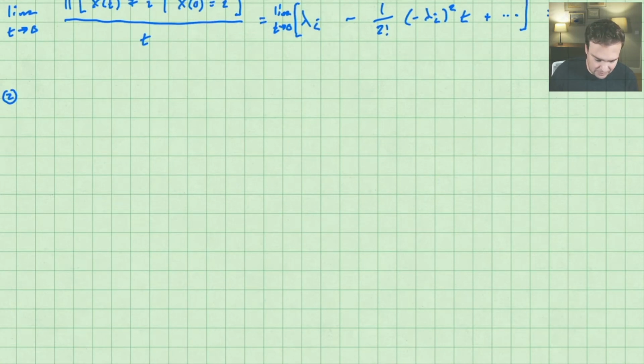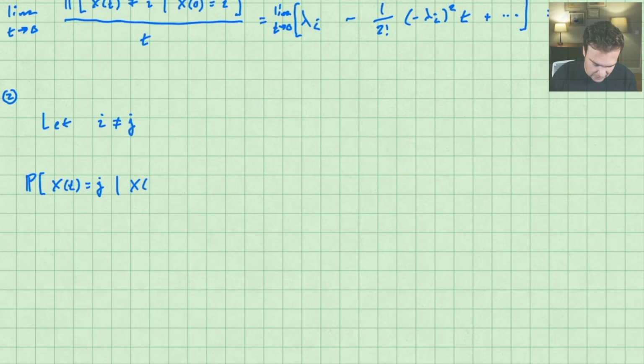All right, the second part's pretty different. So we're going to say, suppose that we've got I not equal to j. We're going to basically use a bunch of conditional probability statements here and rearrange them, and then we'll take the limit at the end. So what we've got is the following. The probability that x of t is equal to j, given that x0 is I.